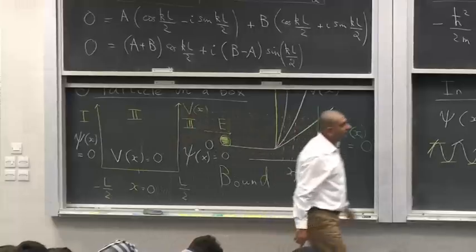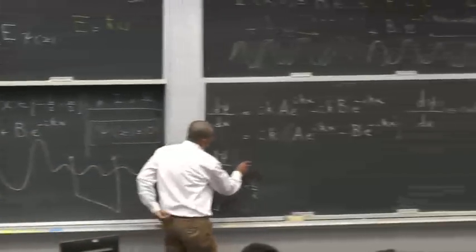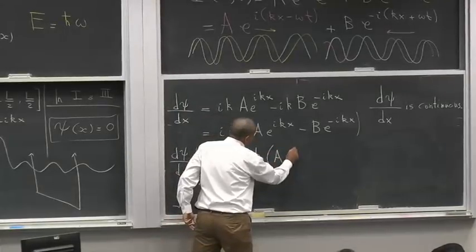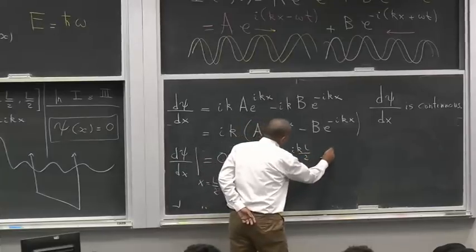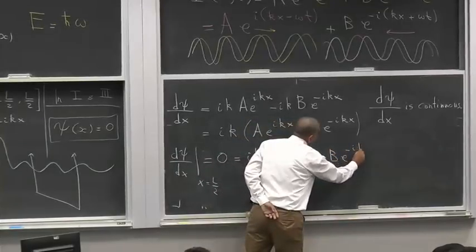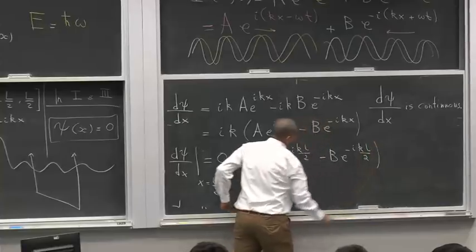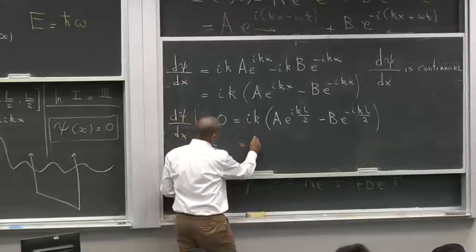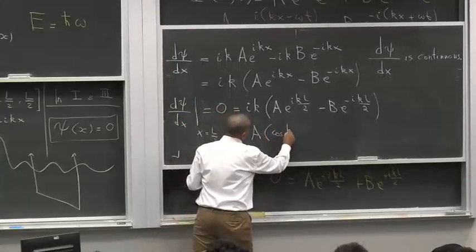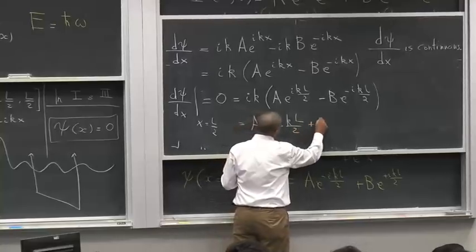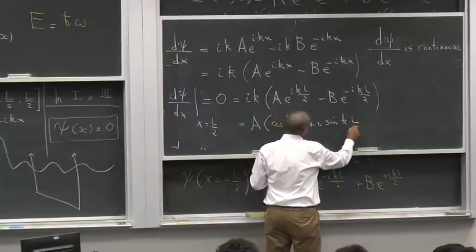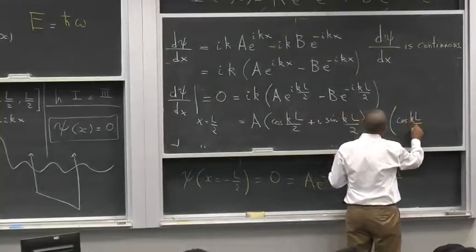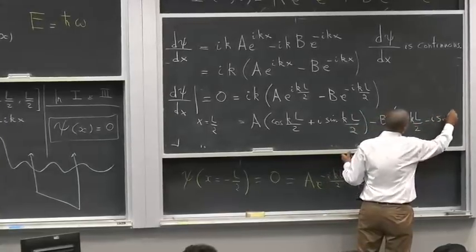So if I put the slope equals 0 here, I get ik A e^(ikL/2) minus B e^(-ikL/2). Now this ik doesn't matter because it's a constant. So I get A cosine of kL over 2 plus iota sine kL over 2, minus B cosine kL over 2 minus iota sine kL over 2.